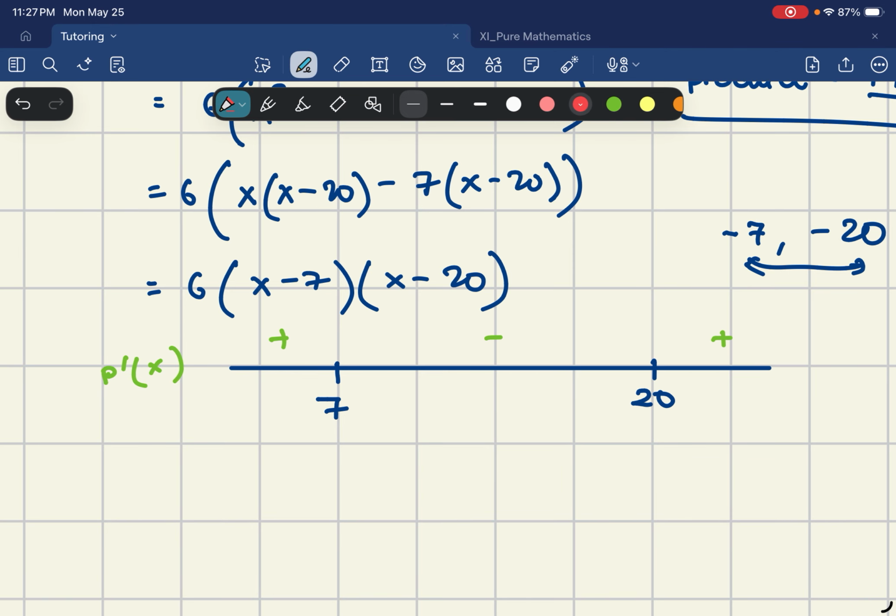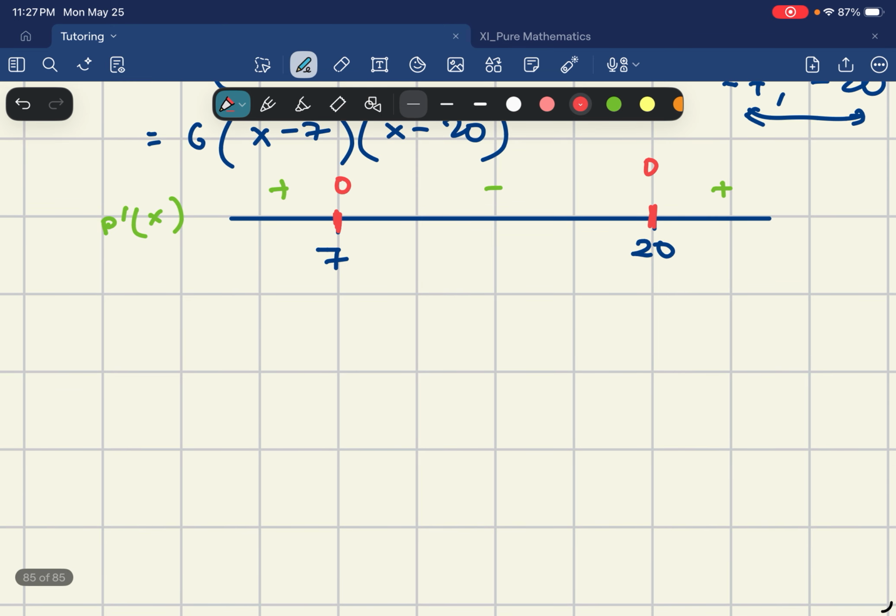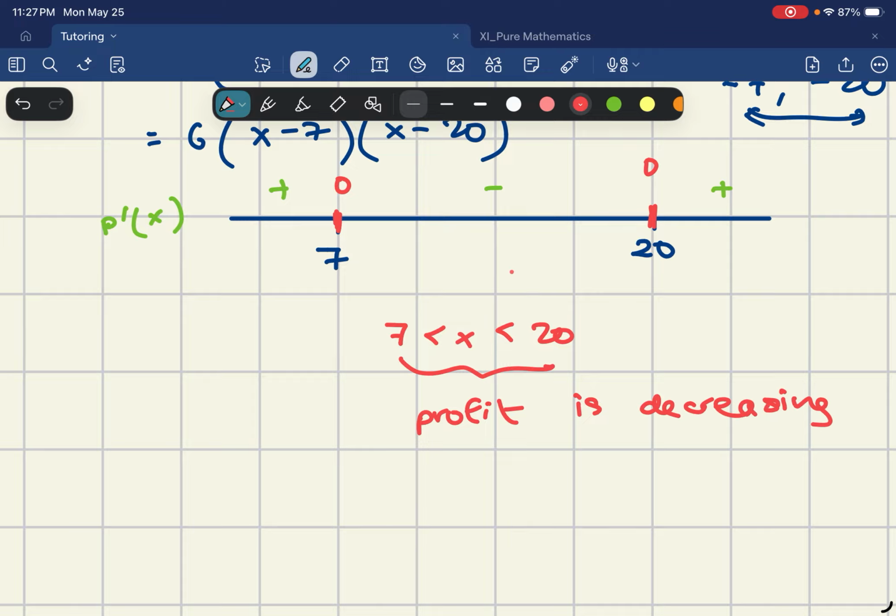So we want to find when the profit is decreasing, right? So p dash of x at this point is going to be 0. Remember, at this point it is going to be 0 because if you plug in 20 and 7, you're going to get 0. So x is bigger than 7 and less than 20. Here, the profit is decreasing. Why in this range? Because in this range, p dash of x is less than 0. And if p dash of x is negative, that means the profit function is decreasing. So this is your solution, and we are done with this topic.